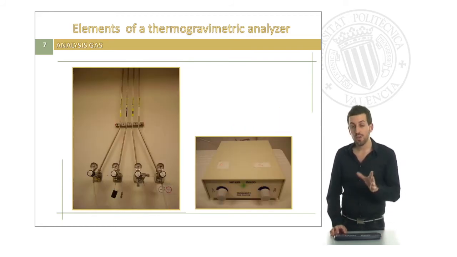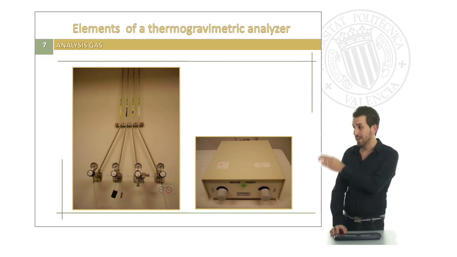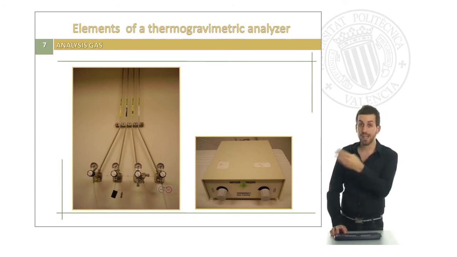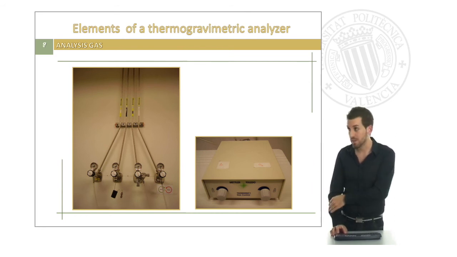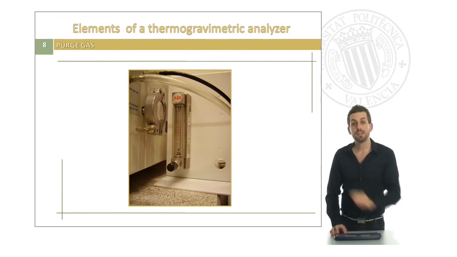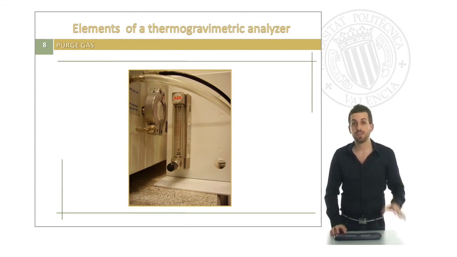Finally, as you know, we have to apply different gases in order to perform a good analysis. Here we can see the pipelines of our analysis gases, as well as the gas controller, in which we can choose between argon and oxygen, depending on whether we want to apply inert or reactive experiments. Finally, we have another line of gas, which is the purge gas, in which we are running nitrogen in order to let all the gases that are being produced out of our TGA, so we can prevent it from corrosion, for example.